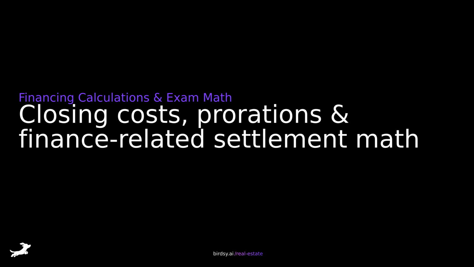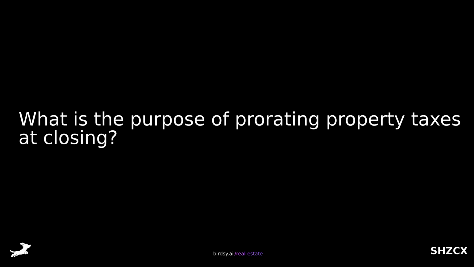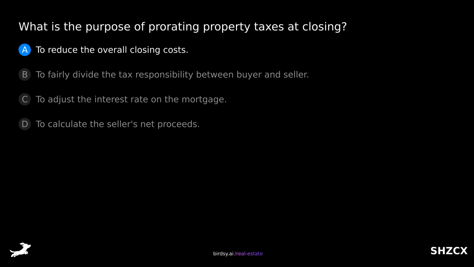Closing costs, prorations, and finance-related settlement math. What is the purpose of prorating property taxes at closing? Is it A, to reduce the overall closing costs, B, to fairly divide the tax responsibility between buyer and seller, C, to adjust the interest rate on the mortgage, or D, to calculate the seller's net proceeds? The correct answer is B, to fairly divide the tax responsibility between buyer and seller.